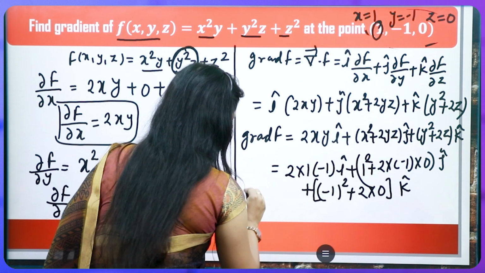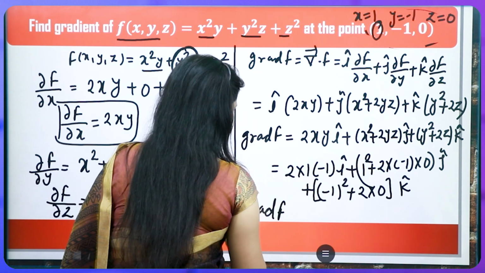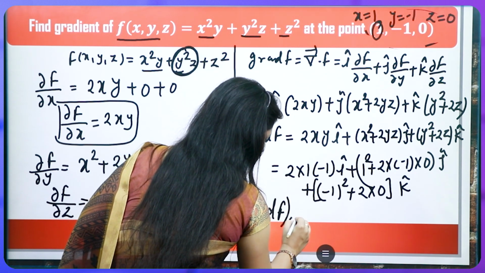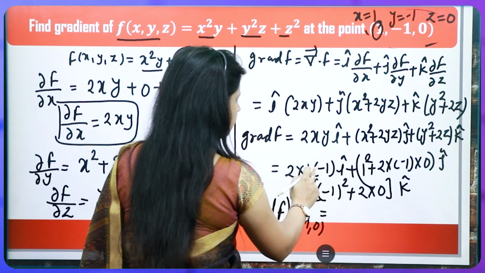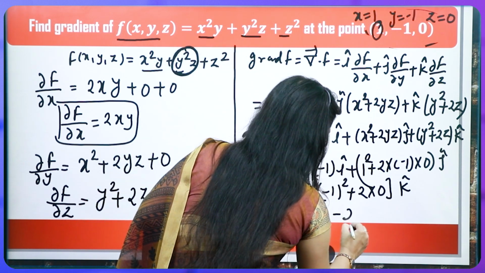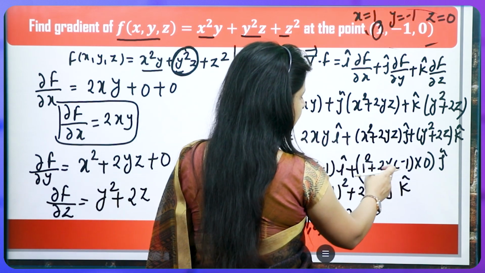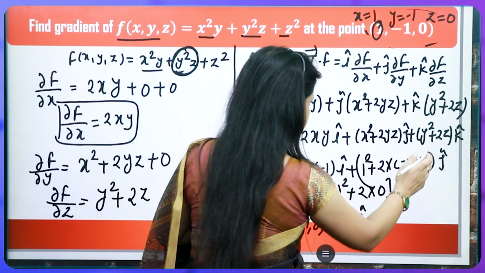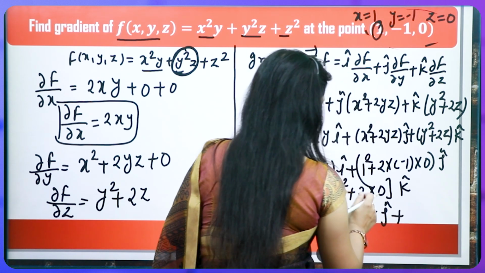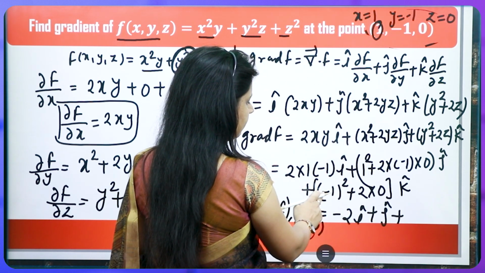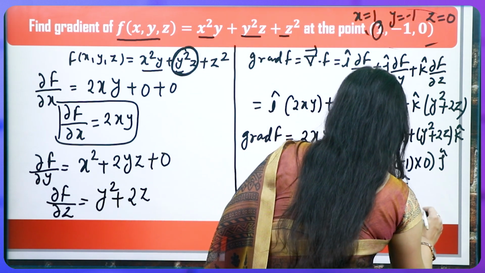Now, we will solve this. So, we will get grad f at the point 1, minus 1, 0. First value is minus 2 i cap. Now, here this second term is 0, 1 plus 0 is 1. So, plus j cap plus. Here the second term is 0 and the first term is minus 1 square, that is plus 1 k cap.